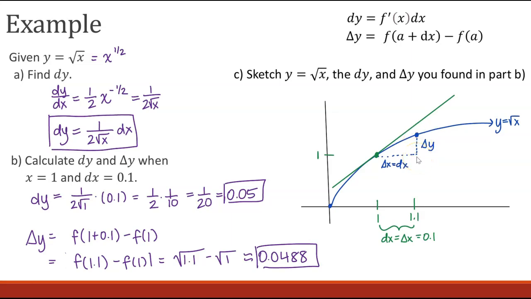The approximate change in y is the rise part of rise over run in the slope of the tangent line. So for the rise part, I'm looking at this part right here. This is my dy, and then this is my, again, my dx. So rise over run, that's the slope. dy over dx, that's f prime of x, the slope of the tangent line. So this is dy, which was 0.05, and then delta y, that was that 0.0488 approximation.